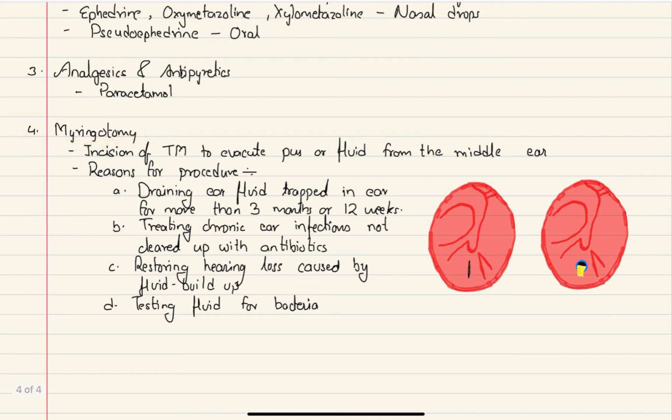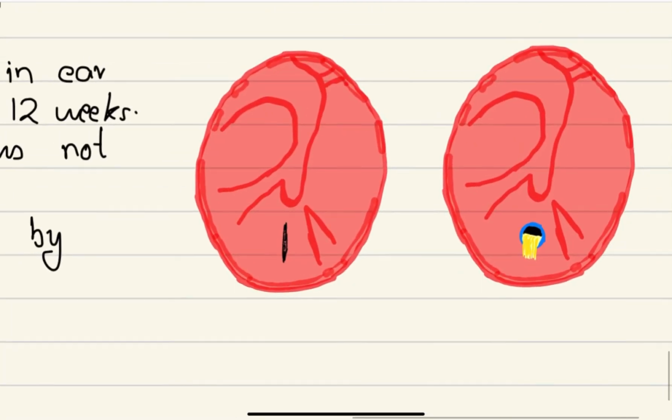Myringotomy is incision of tympanic membrane to evacuate pus or fluid from the middle ear. In this picture, you can appreciate a small incision is given in the tympanic membrane. A small tube is fixed here and the fluid is drained from the middle ear cavity.